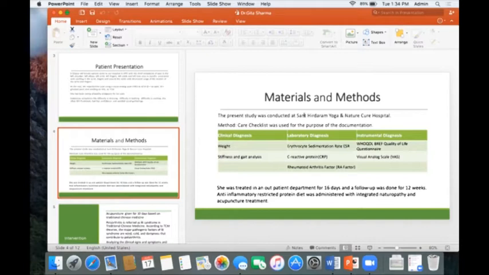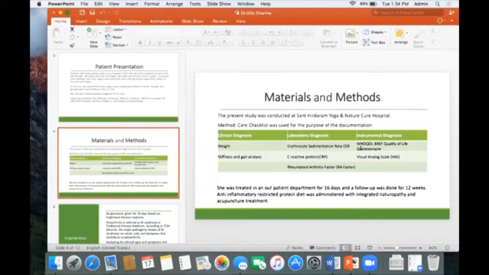And the method we followed was according to the CARE checklist. Here we did the clinical diagnosis. We assessed her weight, stiffness, and gait analysis. Then for laboratory diagnosis, we used basically ESR, C-reactive protein, and rheumatoid factor for our assessment, apart from the normal lab investigations.